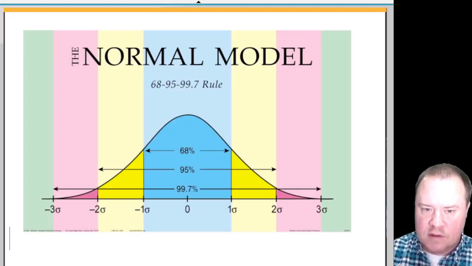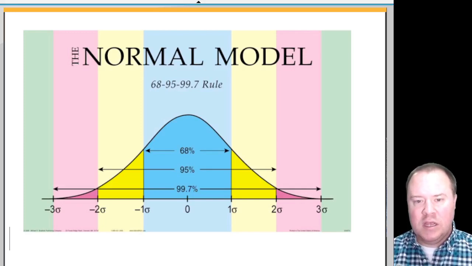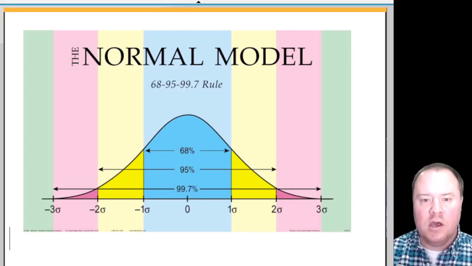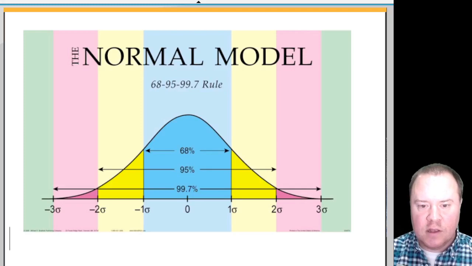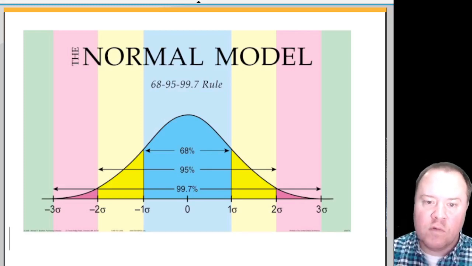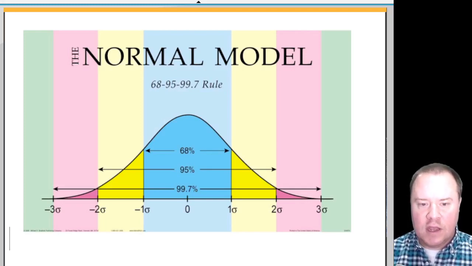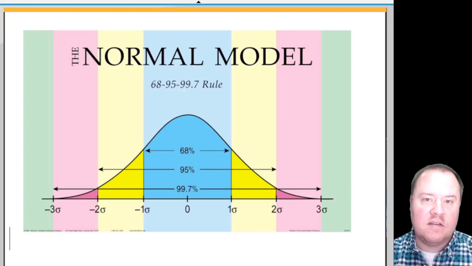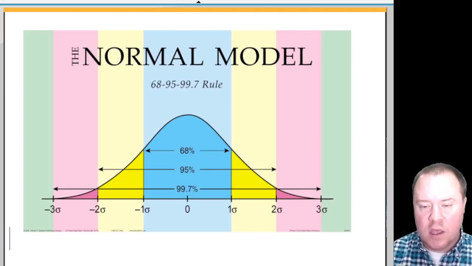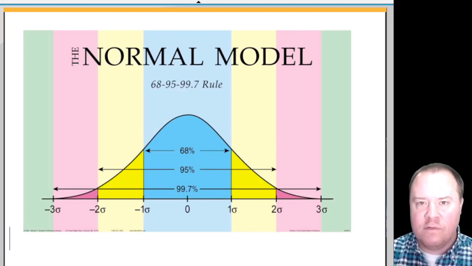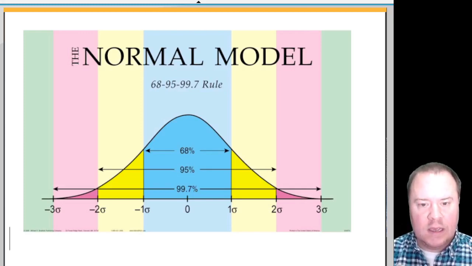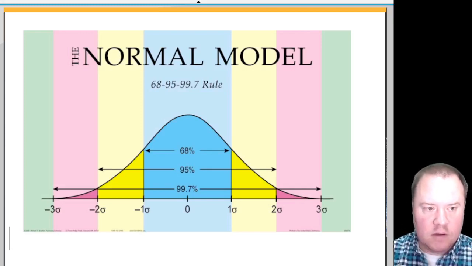And don't worry about the details of this at the moment, but it's a symmetric shape. You can see if we look at the center here, the left and the right are mirror images of one another. And it has a mean of 0, which because it's symmetric, the median is 0 and the mode is 0. And it has a standard deviation of 1. And it has some interesting features to it that we'll talk about in a little bit.